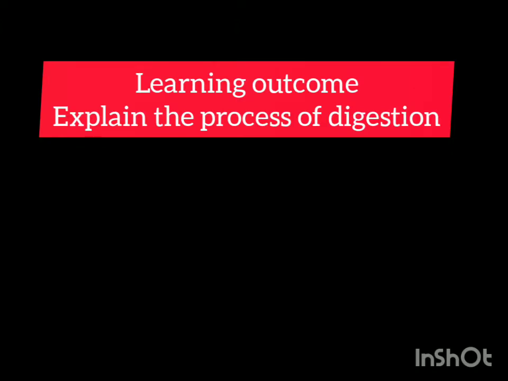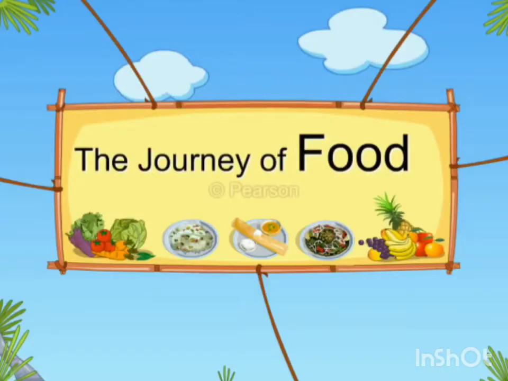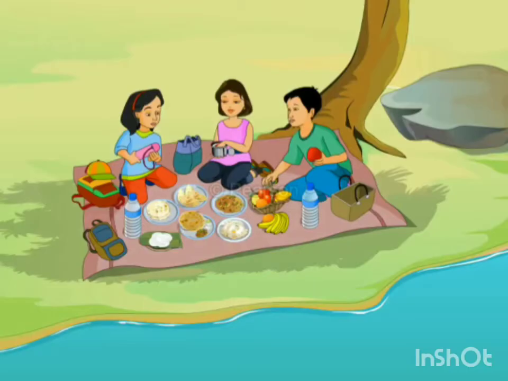Our today's learning outcome is to explain the process of digestion. So we will start with the digestive system. First of all, we will see the journey of food. The food which we are eating, where it goes and how it gives us the energy.